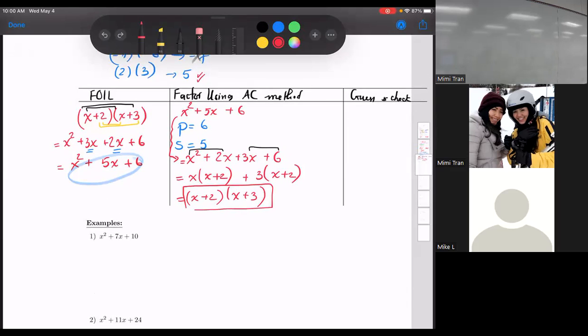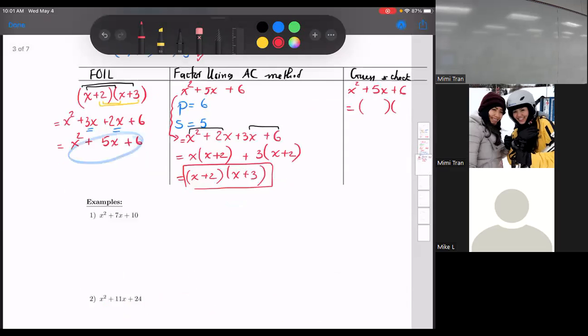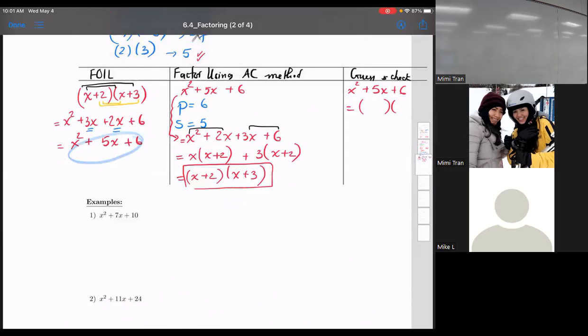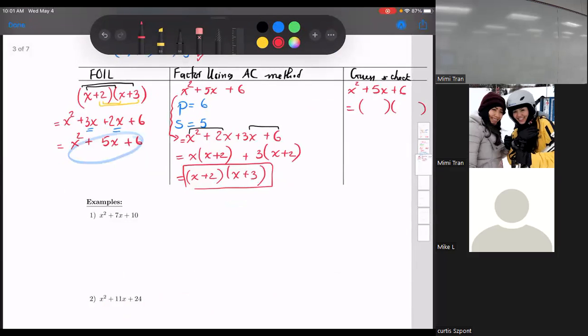All right, so guess and check. Again, let me rewrite the problem: x squared plus 5x plus 6. When you factor, you know that you have to write out two binomials, right? x plus something, x plus something.